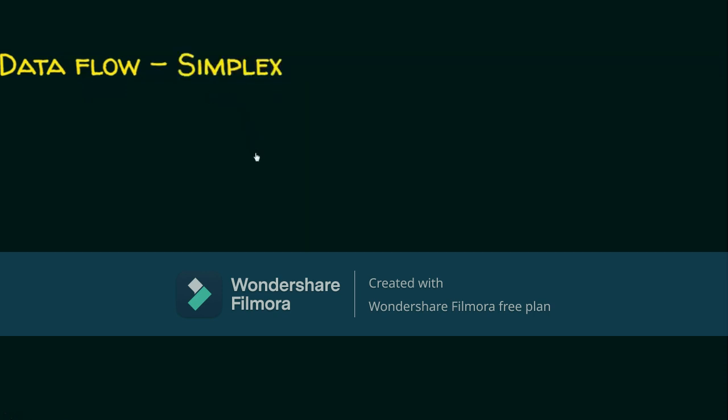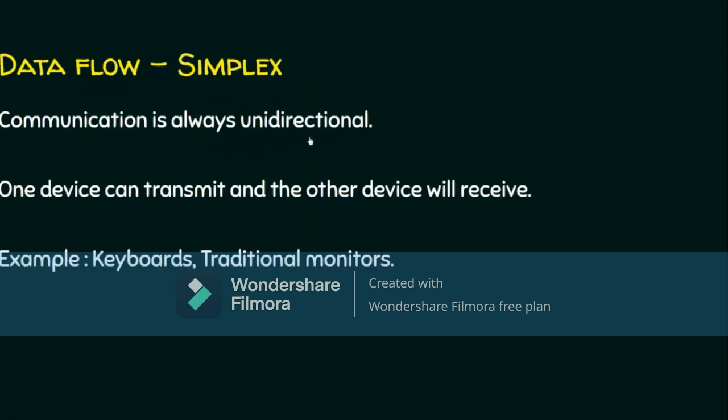Firstly, the simplex. It is always a unidirectional communication. One node can transmit and the other will receive. For example, keyboards. Just take a keyboard connected to a CPU. Keyboard is going to give data to the CPU, whereas CPU is not going to give any data to the keyboard. Likewise, our traditional monitors. I am not talking about our touch monitors, our traditional monitors. Whatever data is there in the CPU is going to be given to the monitor, and the monitor is not going to give any information to the CPU. In both cases, the communication is always unidirectional.